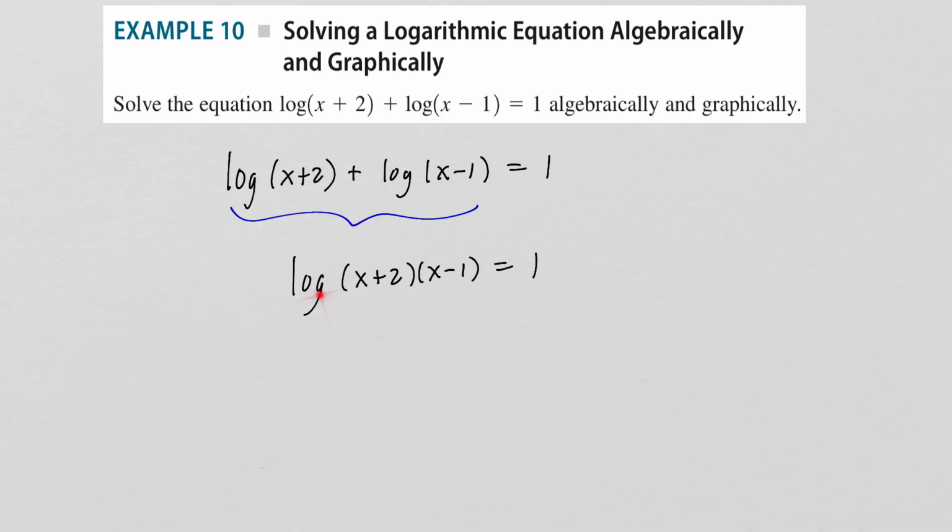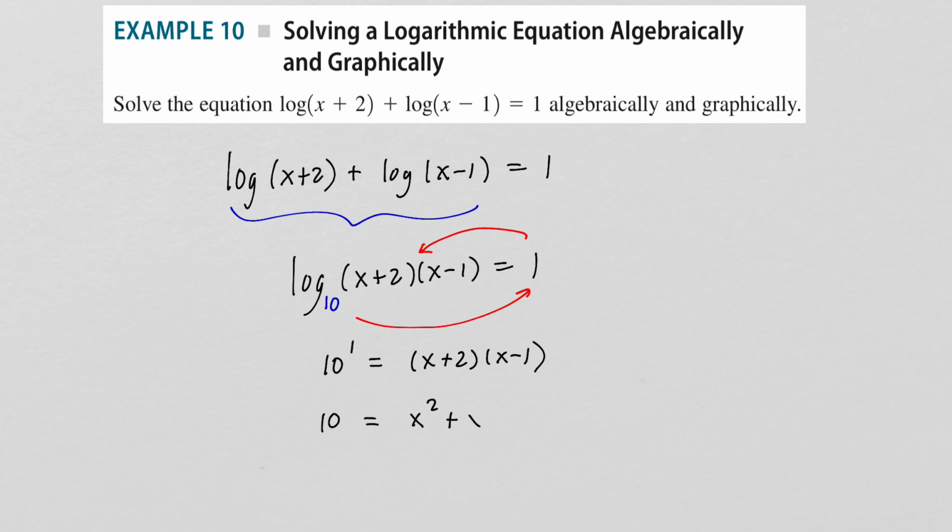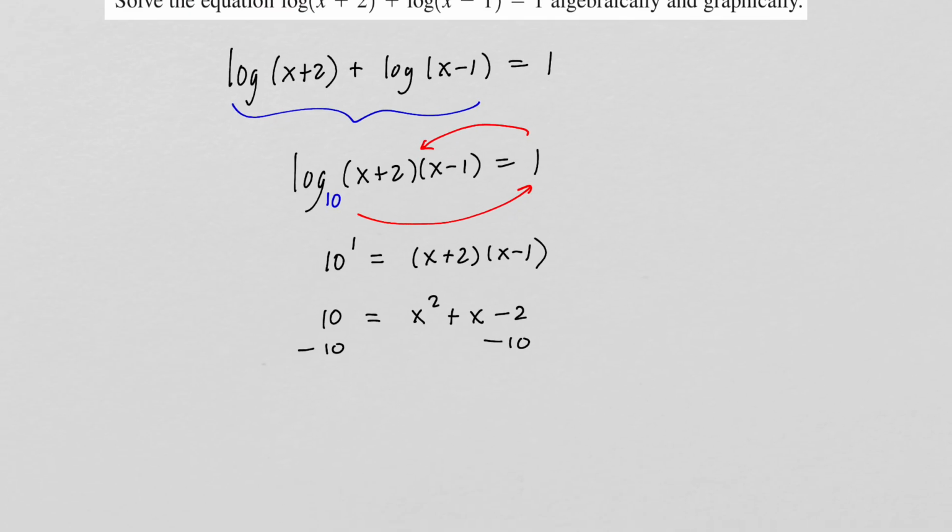And now that I have a single logarithm, we can just use the definition of a logarithm to write this in exponential form. So we can say 10 to the 1st power is equal to x plus 2 times x minus 1. And then simplifying here, we get 10 equals x squared plus x minus 2. And then from there, we'll subtract 10 from both sides, just a standard quadratic equation at this point. And we can use factoring to help us finish here.